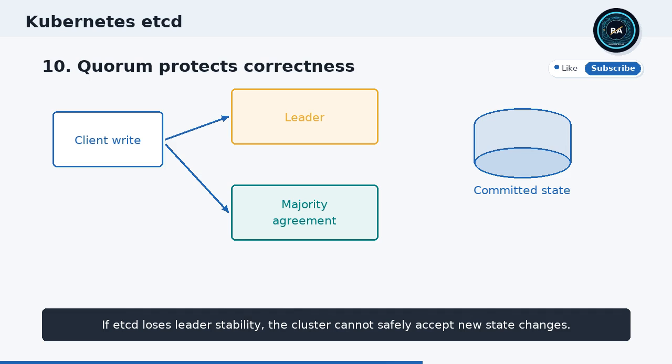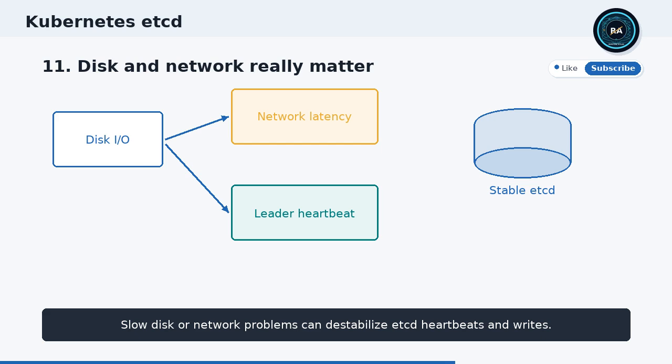If the cluster cannot maintain leader stability, Kubernetes may keep existing workloads running, but new state changes can stop. That is why etcd health is control plane health. etcd is sensitive to disk and network performance. Slow disk, network latency, or resource starvation can delay heartbeats and writes.